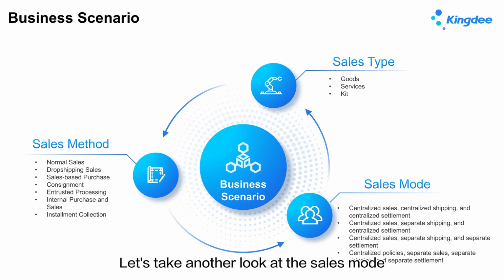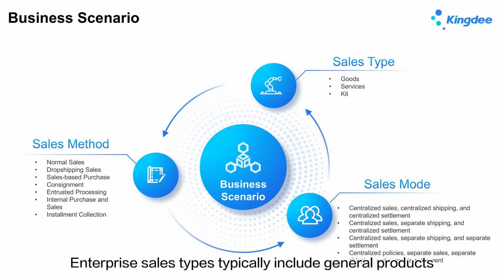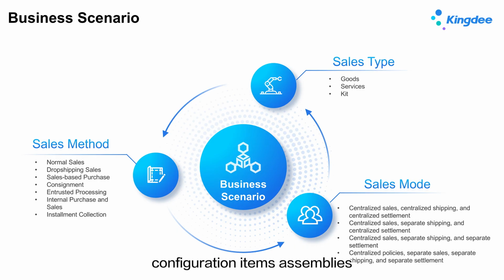Let's take another look at the sales mode. Enterprise sales types typically include general products, configuration items, assemblies, and service class products. Sales methods include normal sales, dropshipping sales, sales-based purchase, and consignment. In addition, there are multiple business modes of centralized sales.